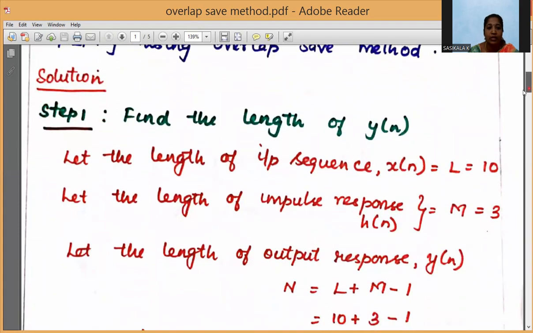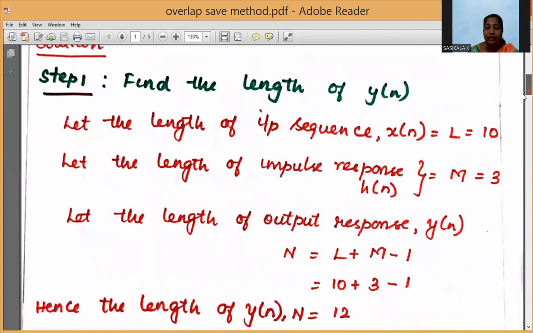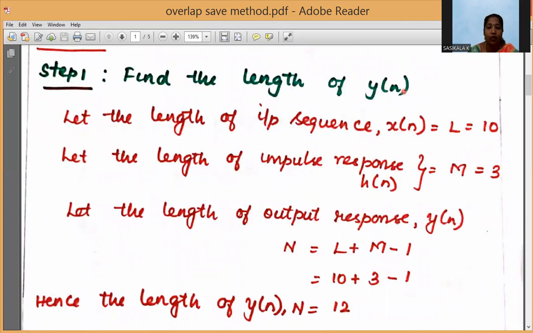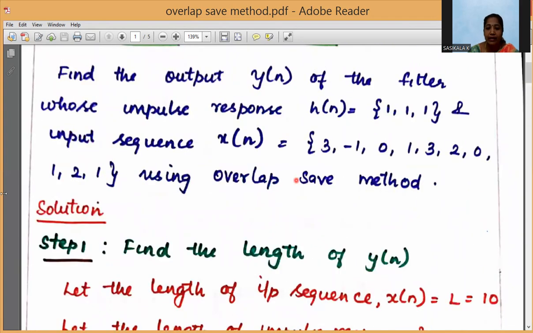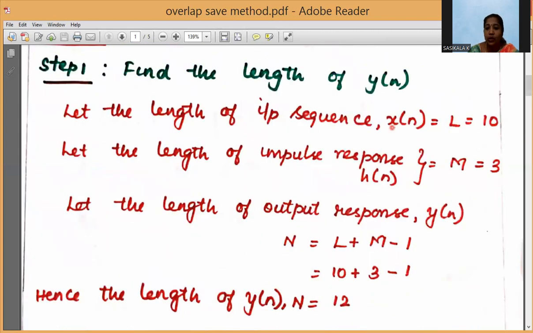Now, solution. First step, we need to find the length of y of n, that is the output sequence. So let the length of the input sequence x of n be capital L. x of n is 3, minus 1, 0, 1, 3, 2, 0, 1, 2, 1. So we have the length to be 10, that is 1, 2, 3, 4, 5, 6, 7, 8, 9 and 10. So L is equal to 10.